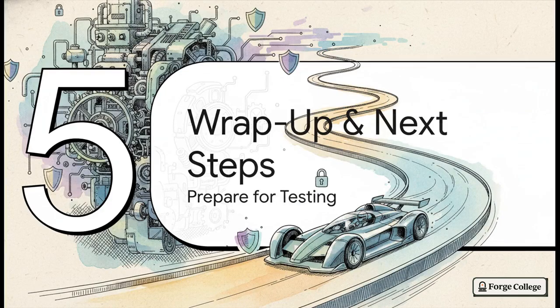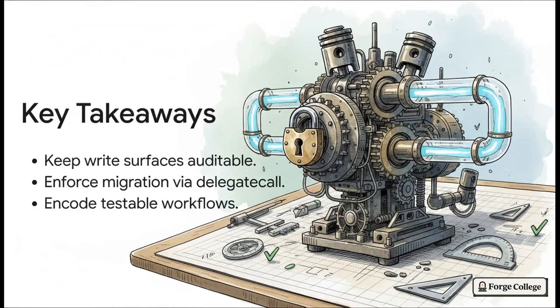All right, let's bring it all home in Section 5, Wrap Up and Next Steps, Preparing for Testing. Let's summarize our engineering schematic for today. Principle 1. Keep your write paths for implementation swaps incredibly tight and auditable. Principle 2. Always, and I mean always, force your storage migrations through a delegate call so it's manipulating the proxy directly. And Principle 3. Take every single operational phase we just discussed and turn it into a deterministic automated test case. If you can't test it, you shouldn't be executing it.